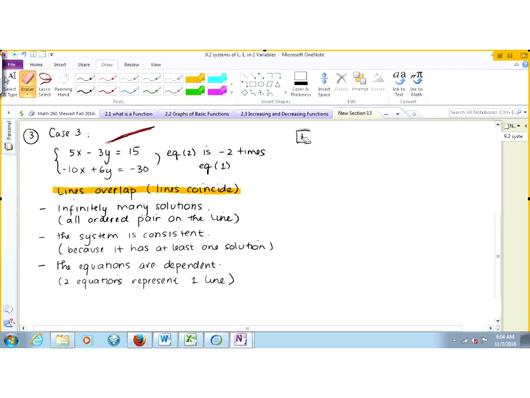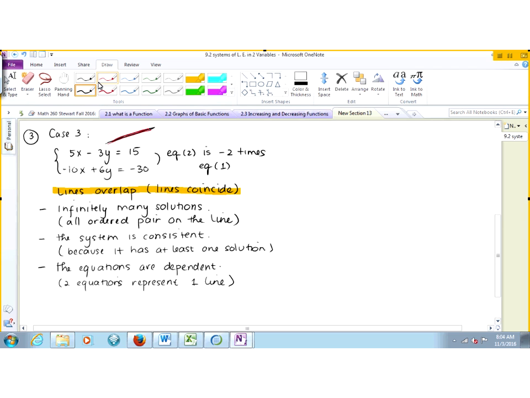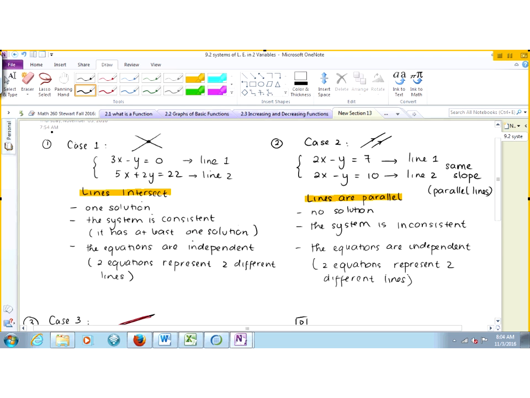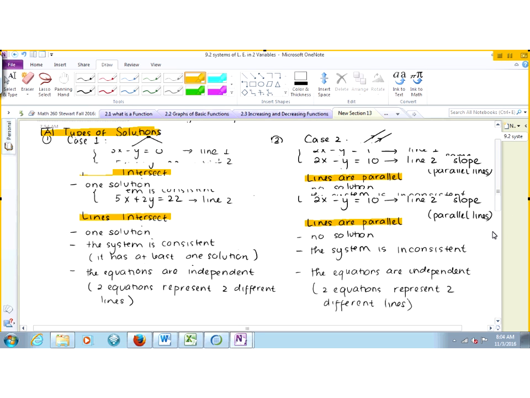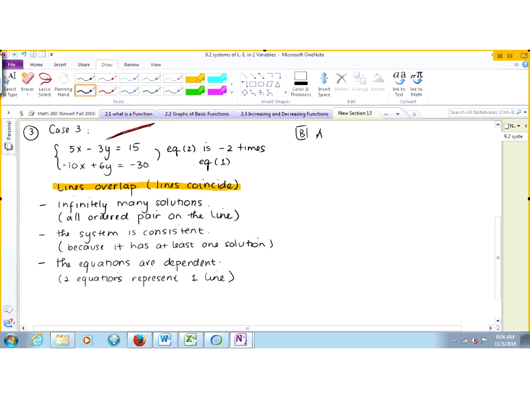So B. Oh, did I label A? No. Oh, okay. So can I go back and label A? So A is type of solution. Okay. So this is what I wrote for A. A was types of solutions, and B, modeling applications. Let's just say applications.